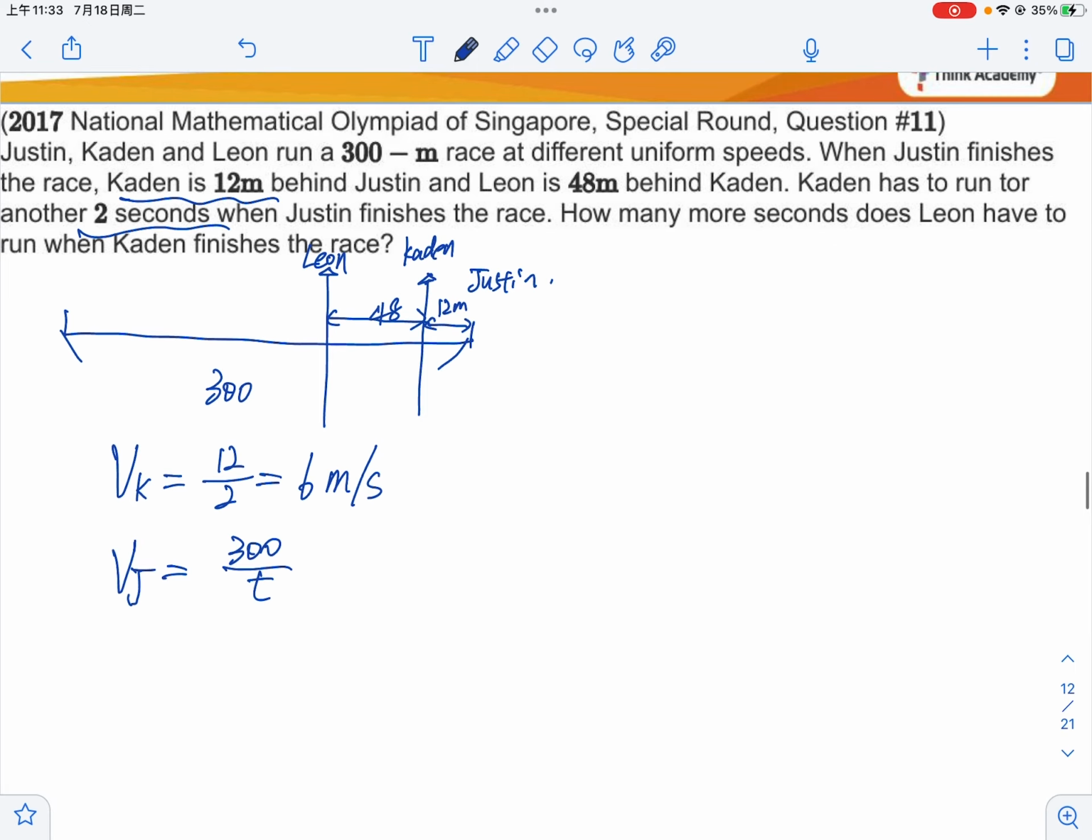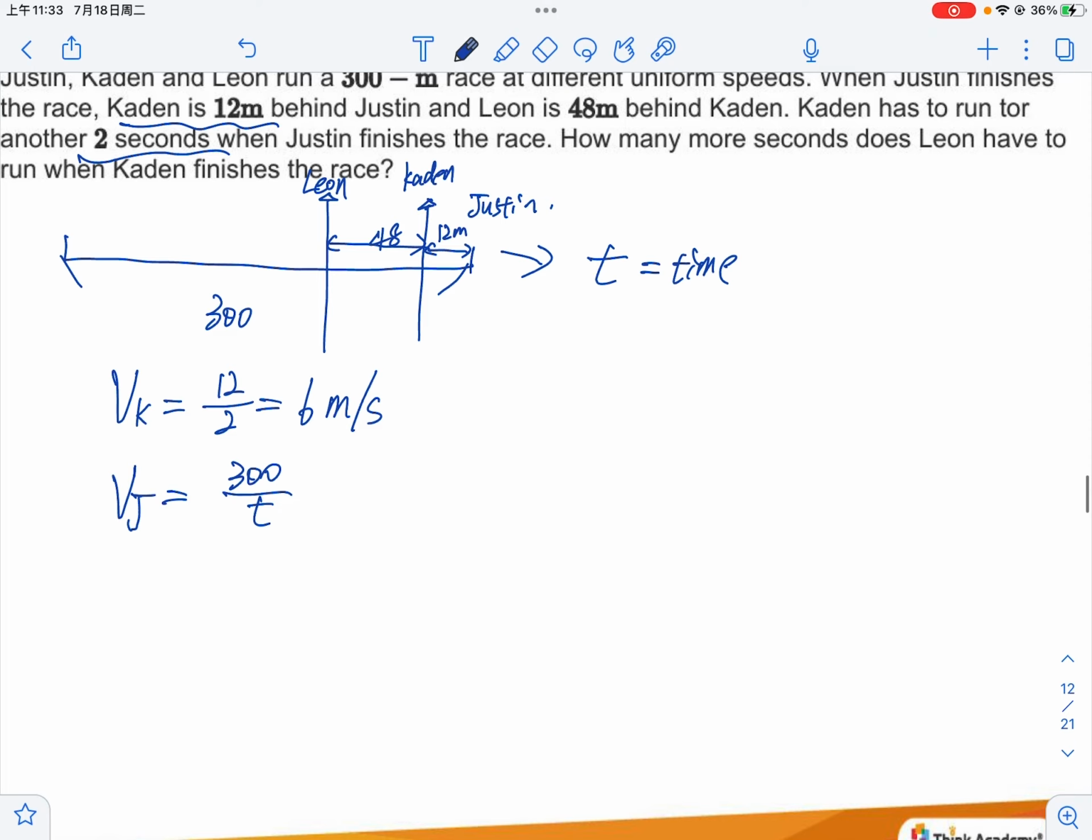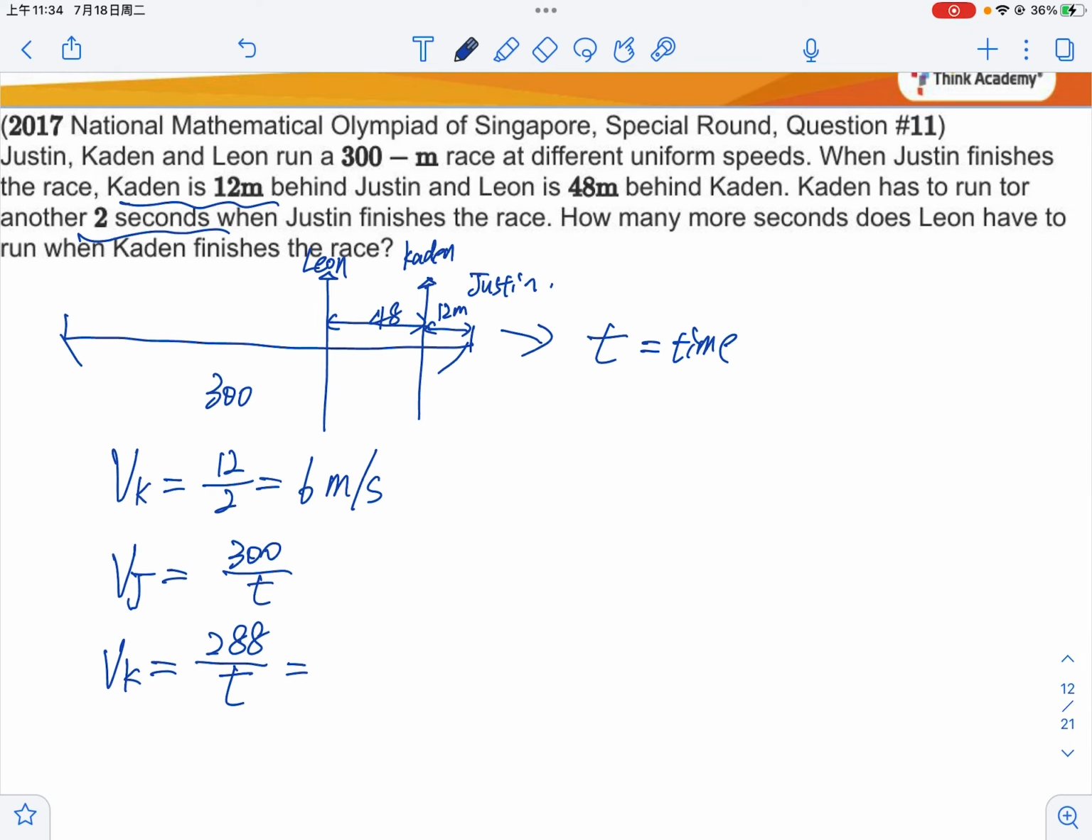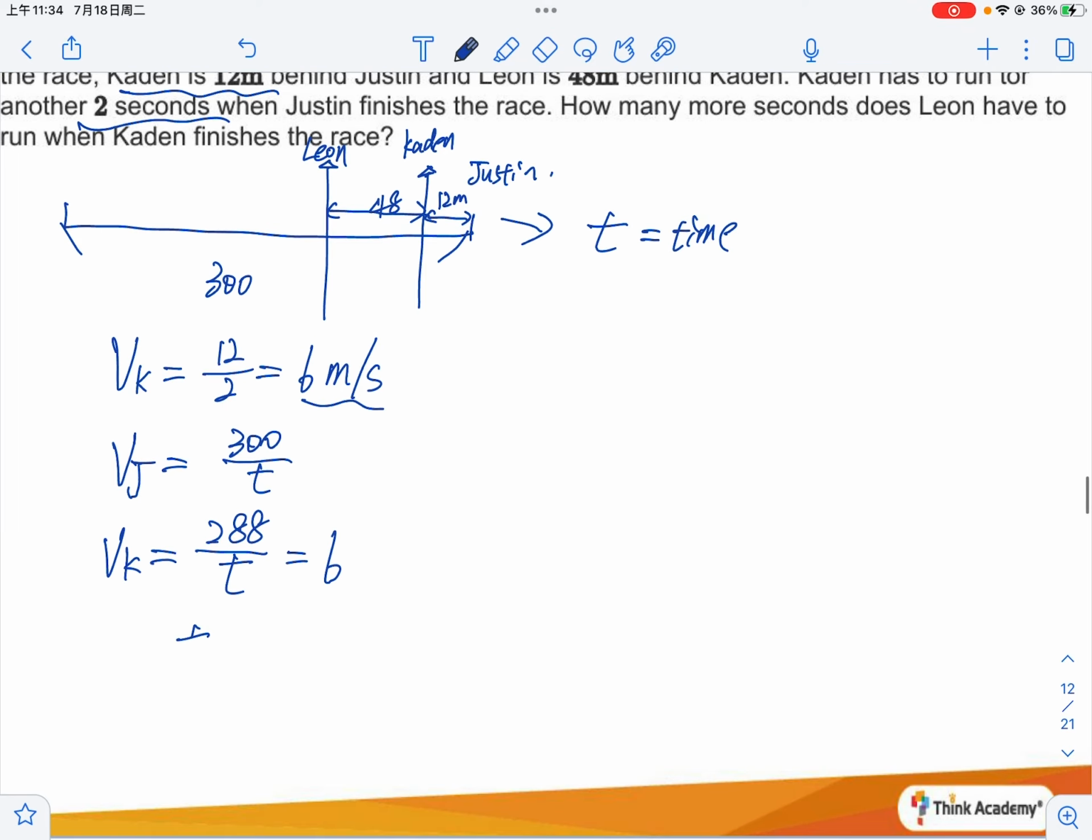T is what? So t is, now in this diagram, t is the total time they run from the start point to the end. Justin is the first guy, and how much time has passed. Okay, it's just the t. T is very important in this question. And we also know Vk, right? Vk we can just calculate. 288 is just 300 minus 12 and divided by t. We know that the speed of K is 6 already. Then we can calculate t equals 48 seconds.